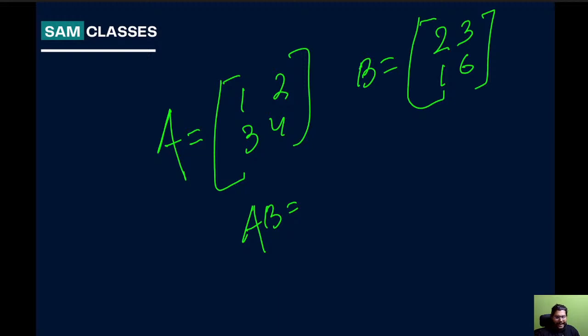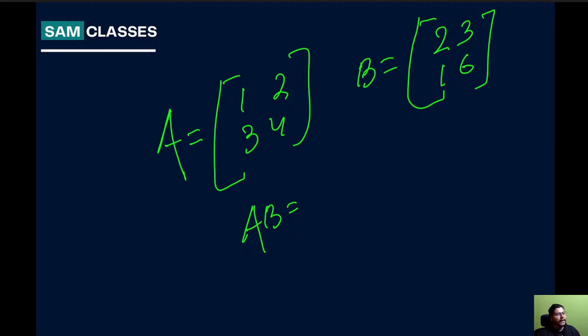I've given a question. A is a matrix 2 cross 2, 1, 2, 3, 4. B is another matrix which is 2, 3, 1, 6. Everybody sit with a pen and a paper. Today's class is about maths, so sit with pen and paper. The day we sit for a gaming class or something else, you will not sit with pen and paper. Okay.